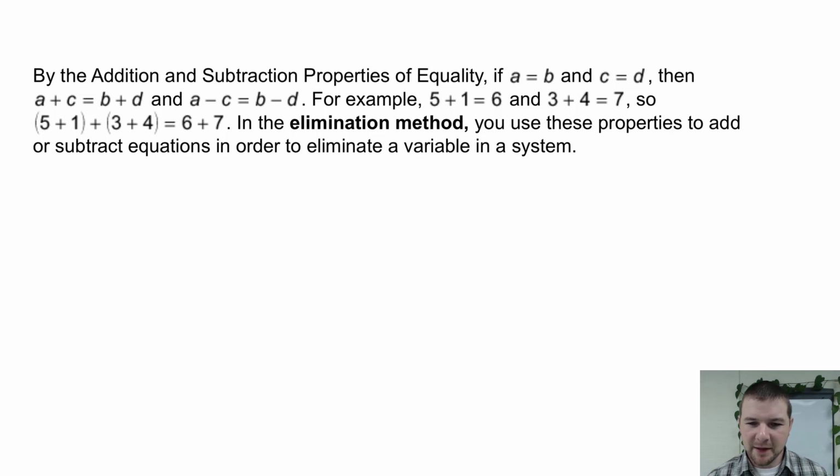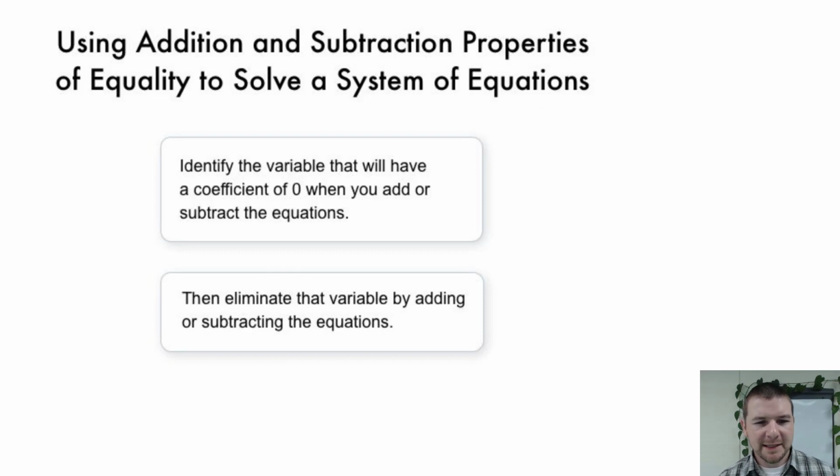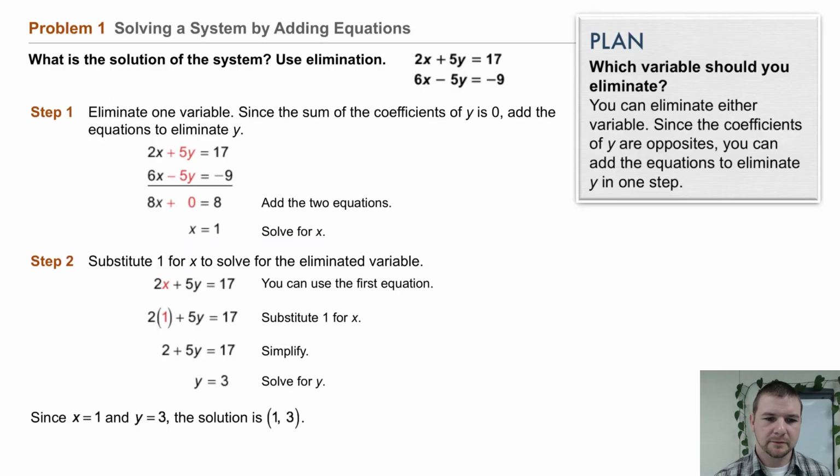In the elimination method, you use these properties to add or subtract equations in order to eliminate a variable in a system. Using addition and subtraction properties of equality to solve a system of equations: First, identify the variable that will have a coefficient of 0 when you add or subtract the equations. Then eliminate that variable by adding or subtracting the equations.